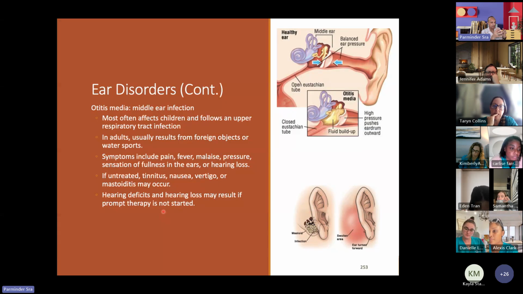Now, disorders, as we talked about, from outside to middle to inner. Otitis media is a really common middle ear infection, very commonly seen in children. There's acute otitis media and then otitis media with effusion, when fluid builds up there. But acute otitis media, AOM, is the most common one, a sudden infection in the middle ear caused by either bacteria or virus. The patient may experience pain, fever, hearing problems.